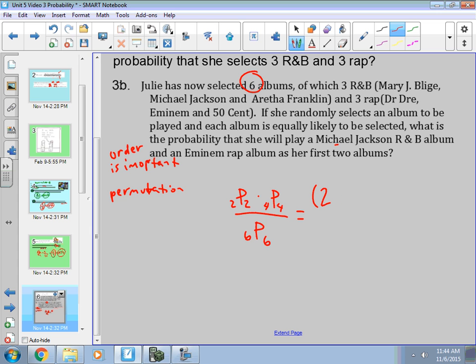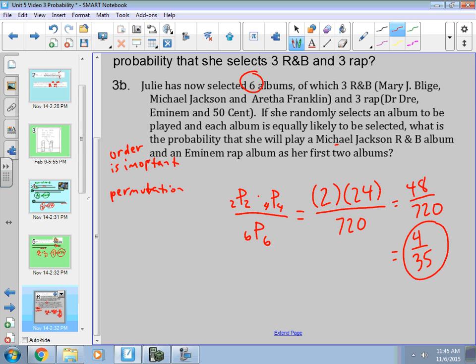Okay, times, if you do permutation of 4, pick all 4, you get 24 ways of doing that. Over the bottom way of 6, arranging all 6, that would be 720. So this comes out to be 48 out of 720. If you reduce that, that comes out to be 4 out of 35 chance that Michael Jackson or Eminem come up as the first 2.